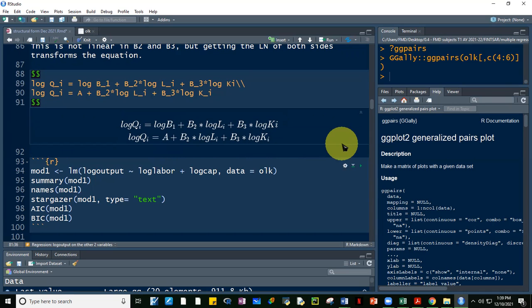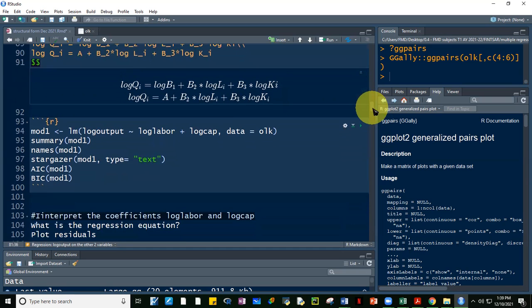All right, so pwede natin i-regress to, guys. Pwede na tayong gumawa ng model. So a model natin will be lm, just a linear model where our dependent variable, our response variable, is log output, tilde log labor plus log capital, comma, data is equal to OLK. So i-involve lang natin dito yung mga log ng output, log ng labor, log ng capital. Hindi yung mga absolute values na.